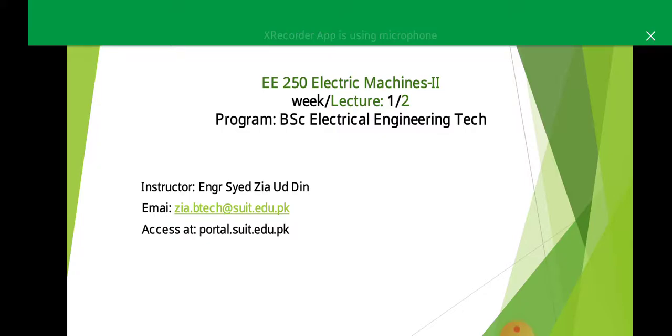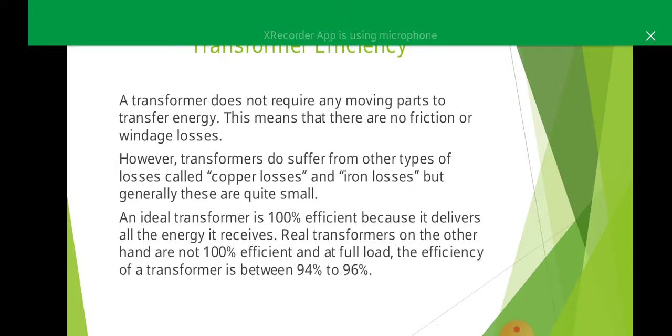In the previous lecture, we studied the transformer, its working, its construction, types of transformer, and its EMF equation with example and voltage transformation ratio. In today's lecture, we are starting transformer efficiency. So what is transformer efficiency?